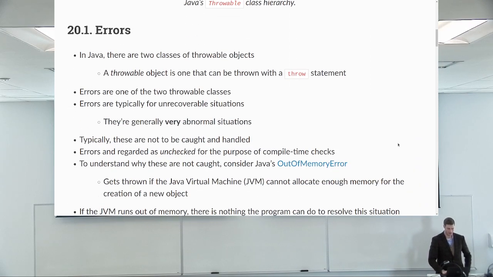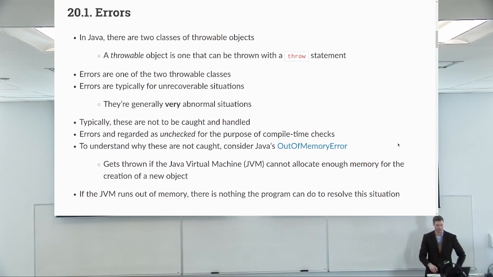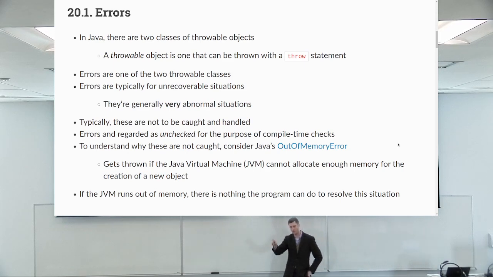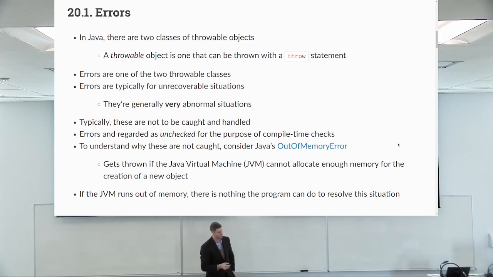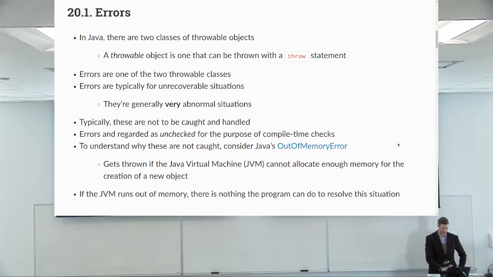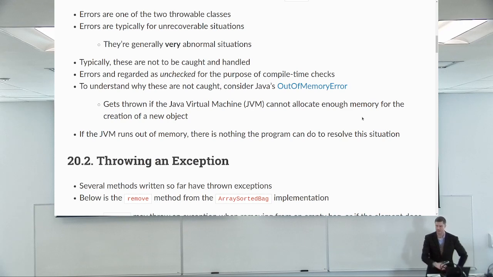So errors. In Java, there are 2 classes of throwable objects. Throwable objects are the ones that we use when we use the throw keyword. Errors are one of the two throwables. Errors are typically unrecoverable situations. You're not going to want to catch an error because there's nothing you can do to address that problem. Typically they're not caught or handled. Errors are regarded as unchecked for the purpose of compile time. Don't worry about that.